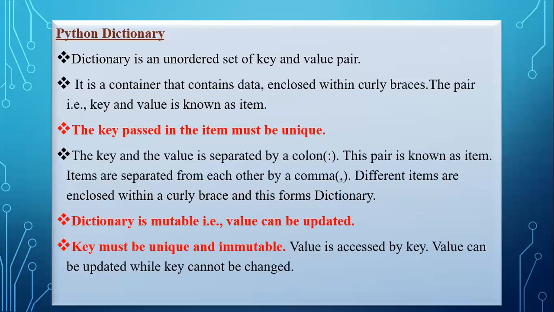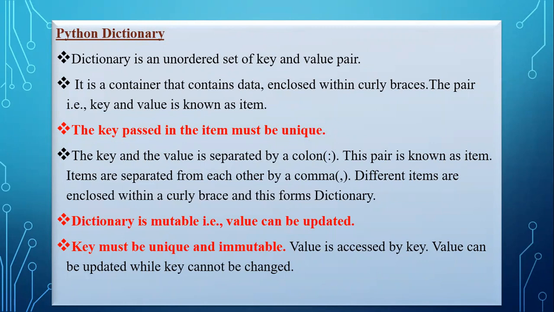And how will we access the value? Using the key only. Value is accessed by the key. Value can be updated while key cannot be changed. So all these points are clear. So what is dictionary data type? It is an unordered set of key and value pairs. It's a container that contains data which is enclosed within curly braces, and both key and value we now call it an item, and the key used in the item must be unique. Key and value are separated by colon, and this pair is known as an item. Okay, so items are separated from each other by comma.